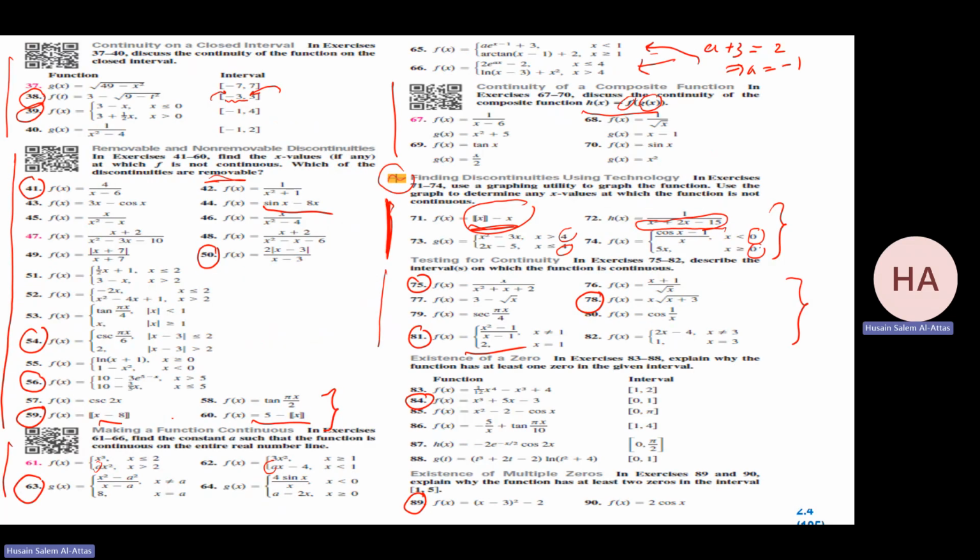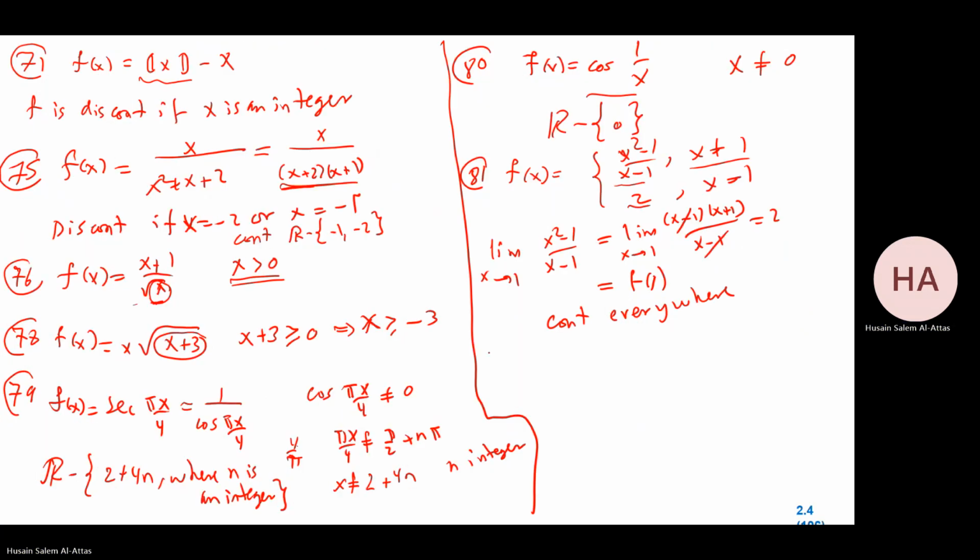Okay. Now this group of functions is asking about what? Explain why the function has at least one zero in the given interval, which is what we are talking about: the intermediate value theorem. So let me do 84.